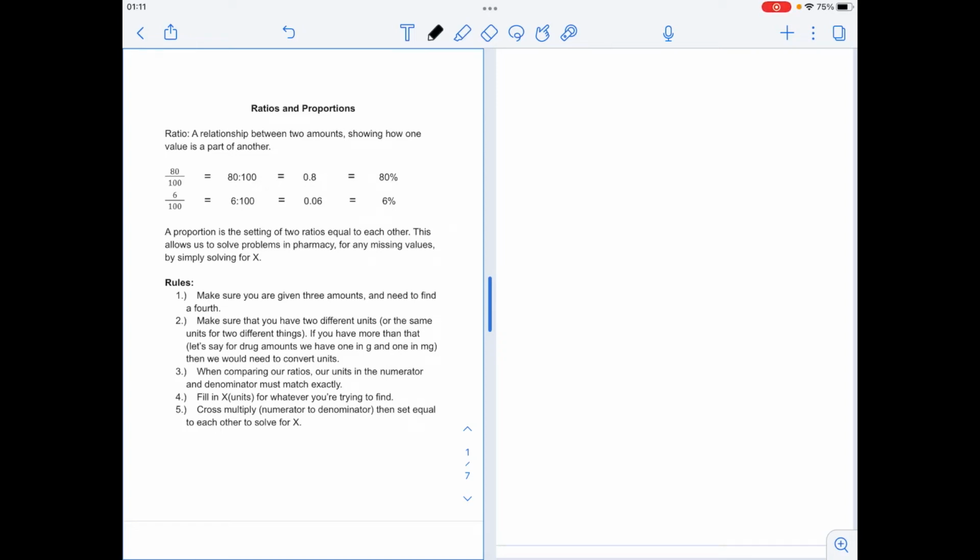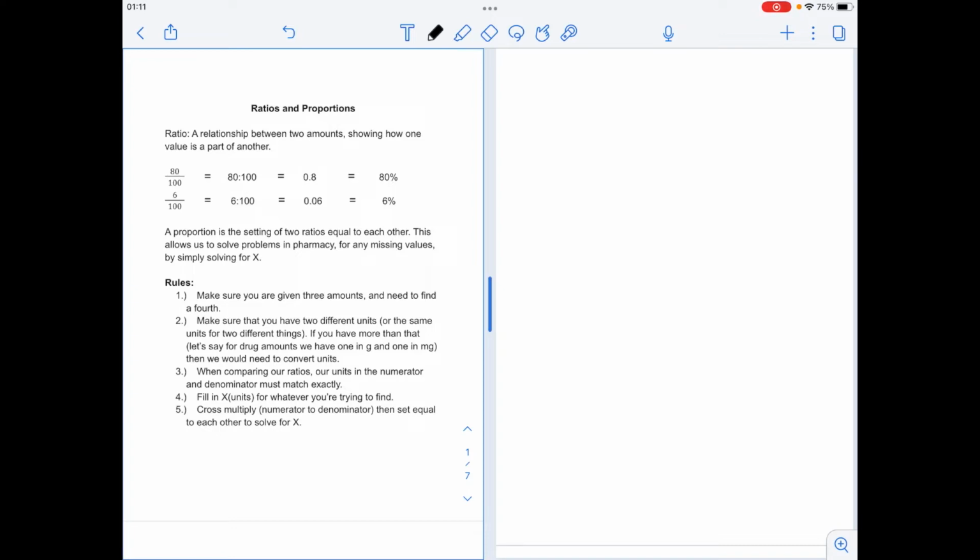So today we're going to learn about ratio and proportions and also dimensional analysis, which is also referred to as the factor label method. First, we're going to start off with ratio and proportions. So a ratio is a relationship between two amounts, showing how one value is a part of another. So this can be shown with fractions, decimals, or percentages.